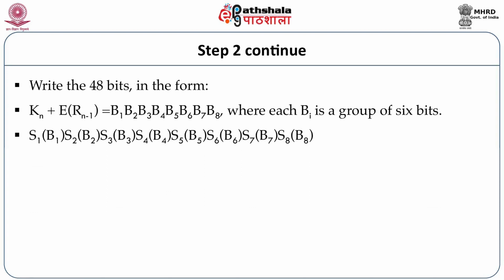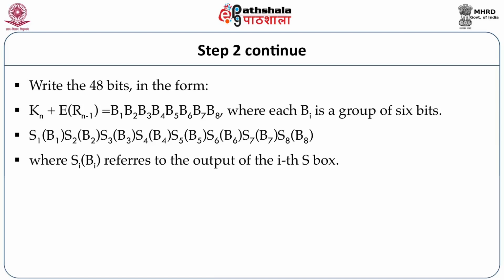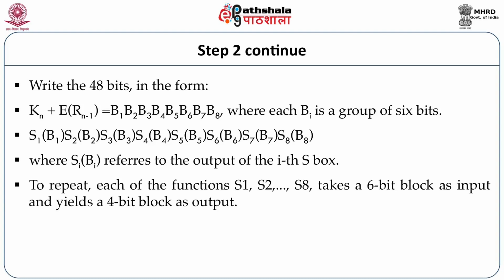So the 48 bits we would write in the form of B1, B2, B3, B4, up to B8. Each Bi is a group of 6 bits. We would be applying the substitution function with 8 substitution boxes, so S1 of B1, S2 of B2, S3 of B3, S4 of B4, S5 of B5, S6 of B6, S7 of B7, S8 of B8. In general, we denote Si with input Bi, which refers to the ith S box. Keep in mind, each S box takes a 6-bit input and generates a 4-bit output.